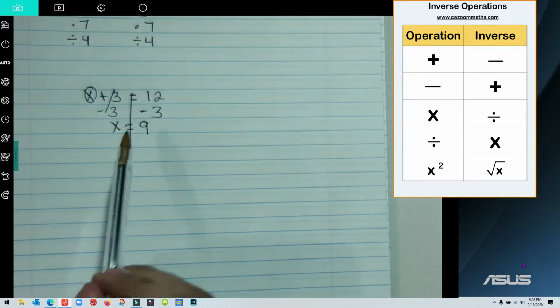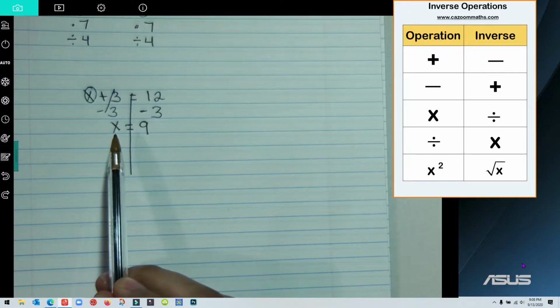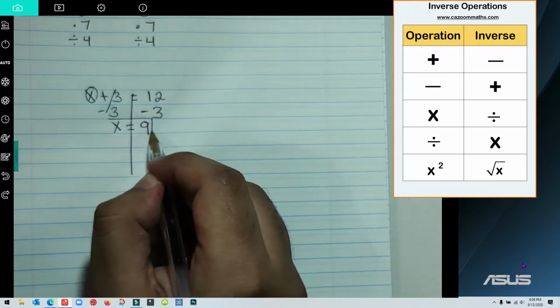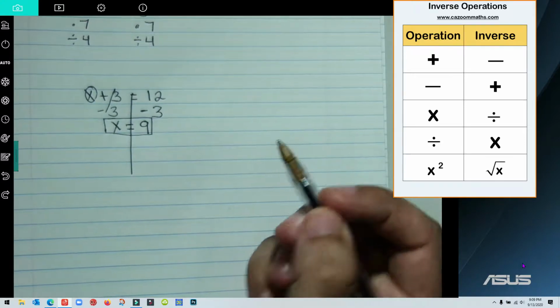Now we've gotten to the point in our equation where our variable is isolated, our variable is by itself, so this right here would be my final answer.